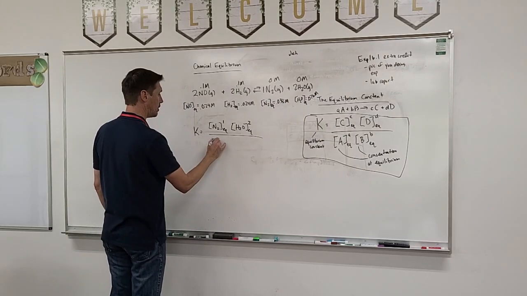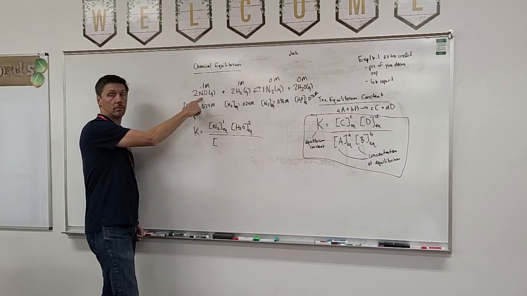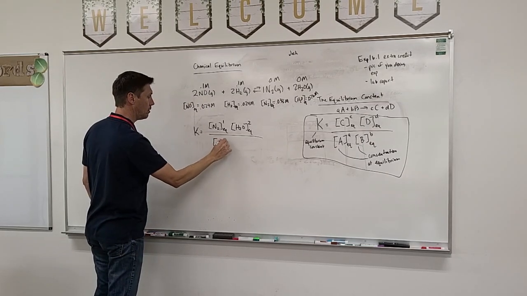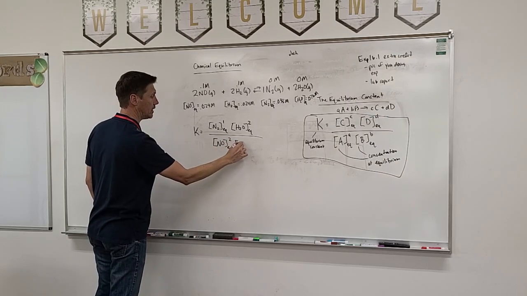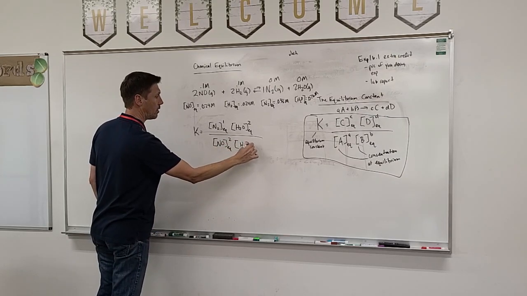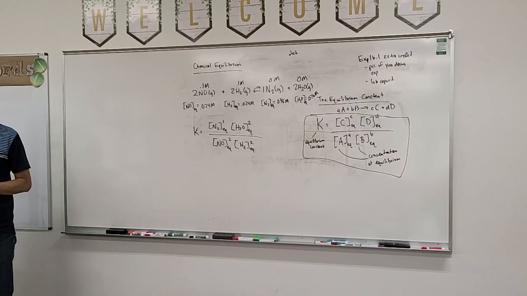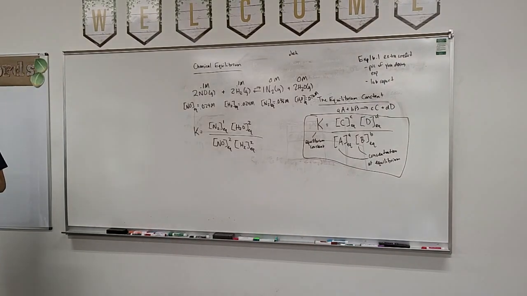And on the bottom here, for A is NO, right? So we have the concentration of NO at equilibrium, raised to the 2nd power, and then the concentration of H2 at equilibrium, also raised to the 2nd power. Does that make sense to everybody? Okay?